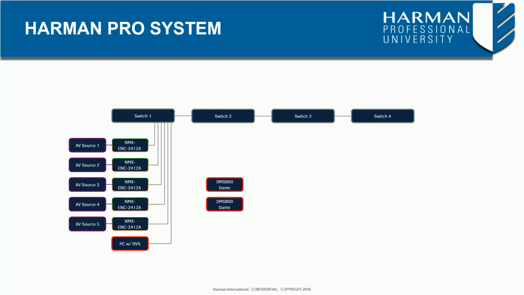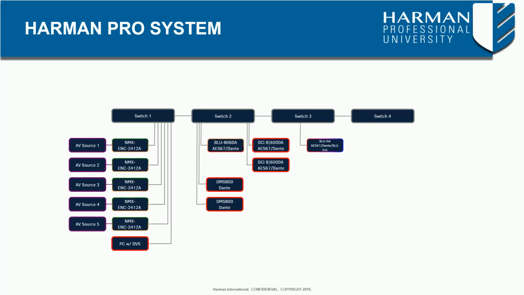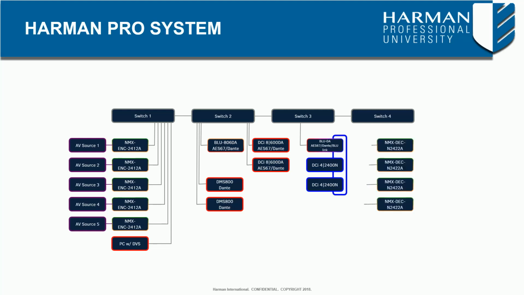Subsystem 2 consists of 2 AKG DMS800 wireless microphone systems with Dante outputs, a BSS SoundWeb London Blue 806DA acting as our centralized digital signal processor with support for both Dante and AES67, and 2 Crown amplifiers with support for Dante and AES67. Subsystem 3 contains a BSS SoundWeb London Blue DA, which can act as a bridge between AES67 or Dante and BlueLink audio. Audio received by the Blue DA is BlueLink to 2 Crown DCI networked amplifiers. And finally, Subsystem 4 hosts a series of AMX SVSI 2422A decoders, which are respectively connected to their own displays.